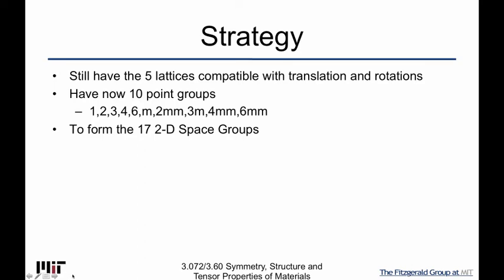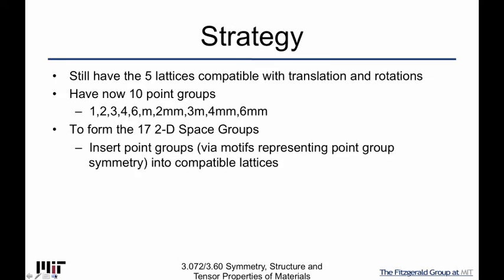And to most of you, that's probably not obvious why it's 17. As you can think of us knowing the 17 is, well, of course, after you develop them, we can tell you how many there are. So the strategy to get at these 17 is that we're going to insert the point groups, generally putting motifs representing the point group into the compatible lattices and see what kind of patterns evolve.